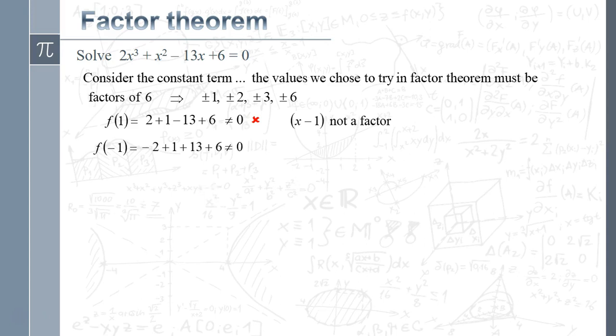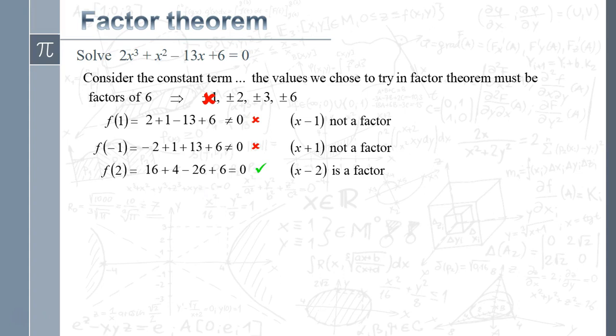And as it turns out, that one doesn't work either. So that means x plus 1 is not a factor, which means we're not going to get a 1 from there. Okay, let's have a go with f of 2. So let's put that in, and straight away we can see, yep, that one equals 0. Happy days. We found one that works. That means that x minus 2 is a factor.